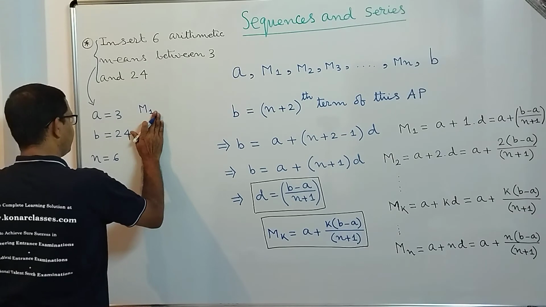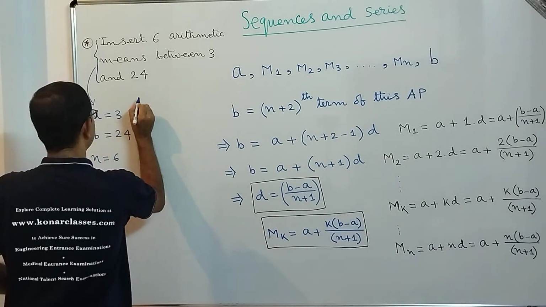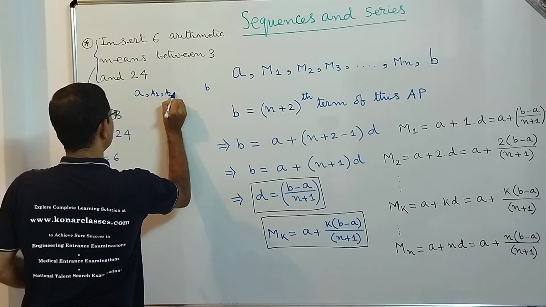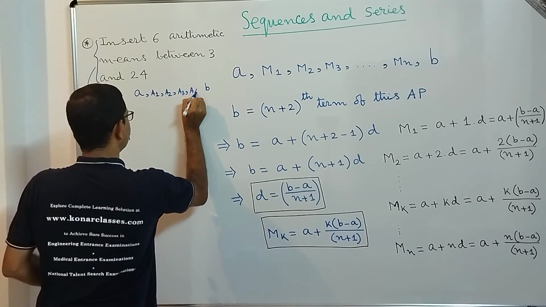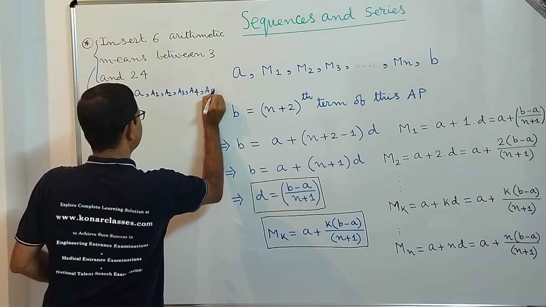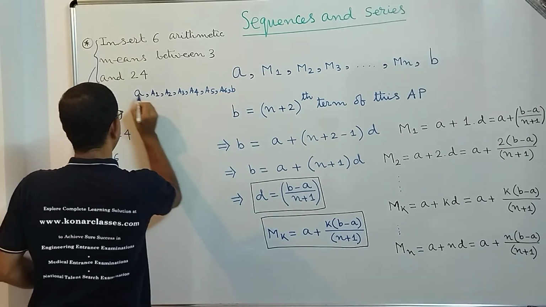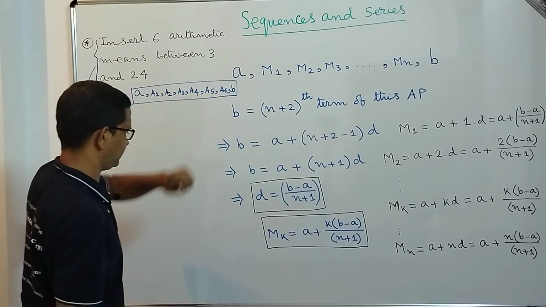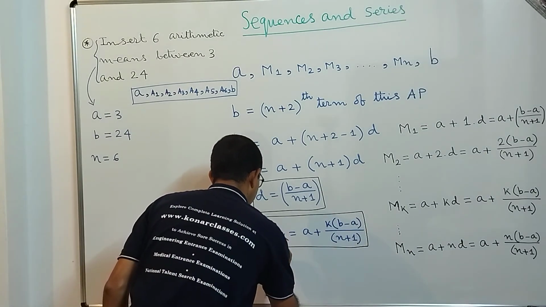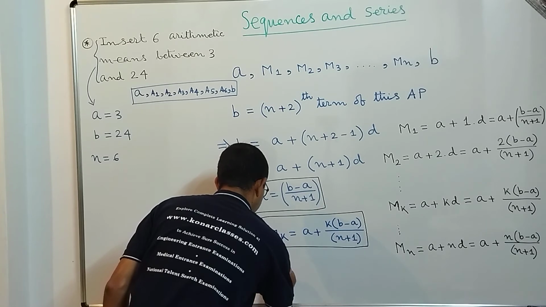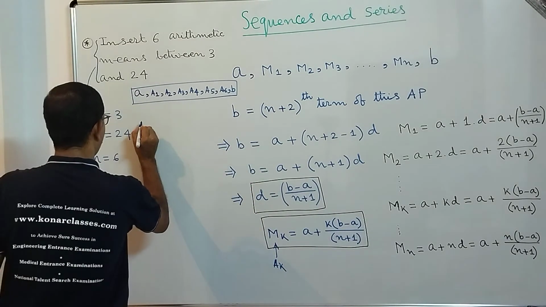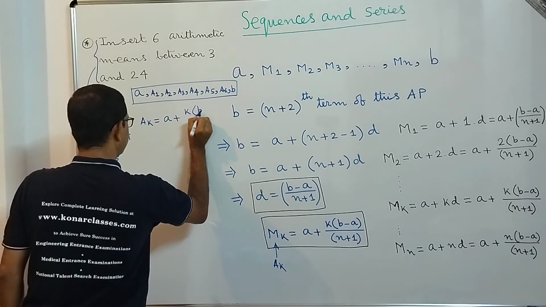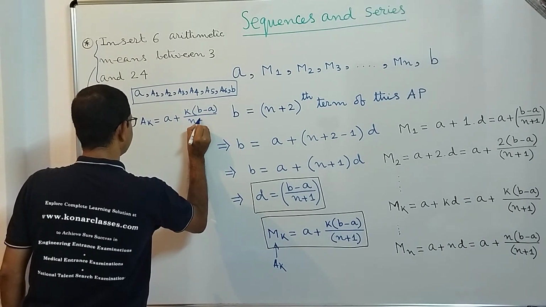So if we describe in terms of A, then A here and B here, in between we have A1, A2, A3, A4, A5 and A6, and then finally B. Our task is to find the value of A1, A2, A3, A4, A5, A6. And when I write Mk, that can also be defined as Ak, a symbolic representation. So what is the value of Ak? Ak is equal to A plus k into (B minus A) divided by (N plus 1).